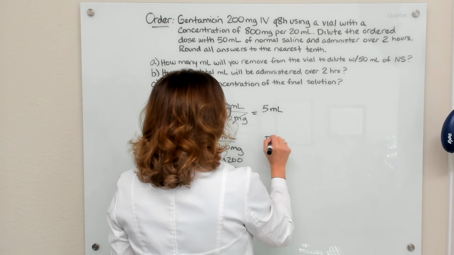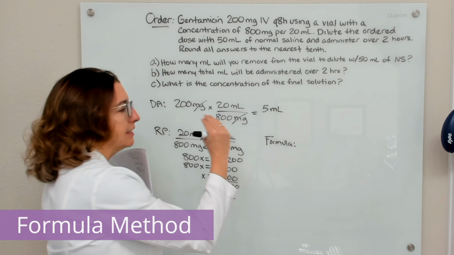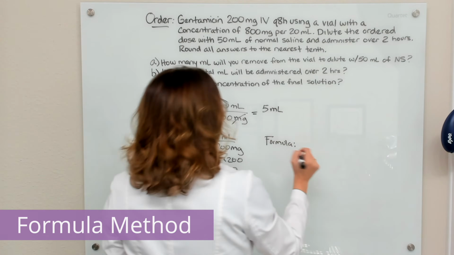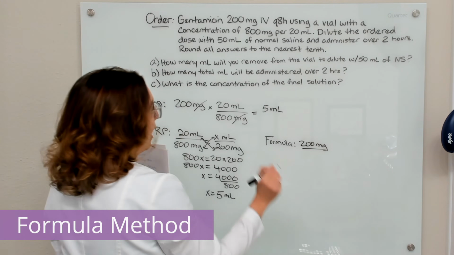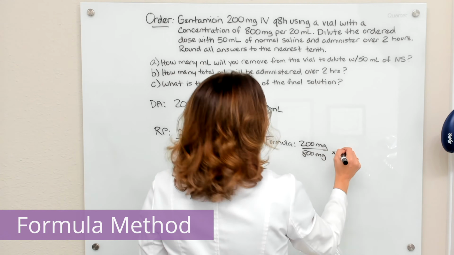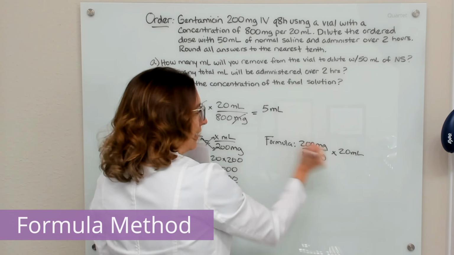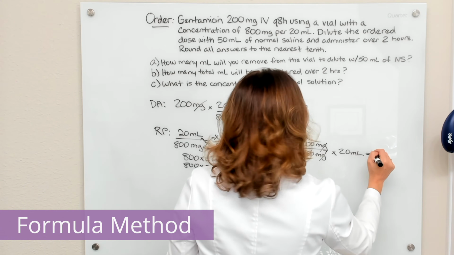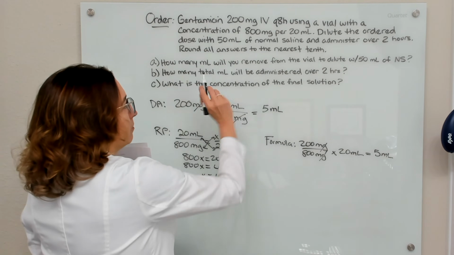And then with formula, we can do that too. Formula is desired over have times the vehicle. So what is desired is 200 milligrams. That's what's ordered. What we have is 800 milligrams in 20 ml of solution. That's our vehicle for getting those 800 milligrams. So we calculate this out. Again, we end up with 5 ml. 5 ml is what we need to remove from the vial.